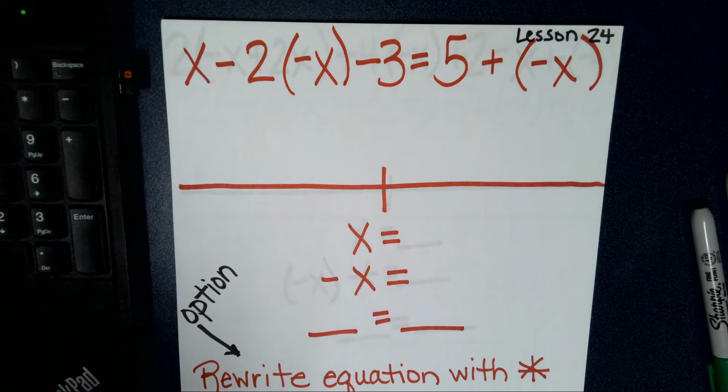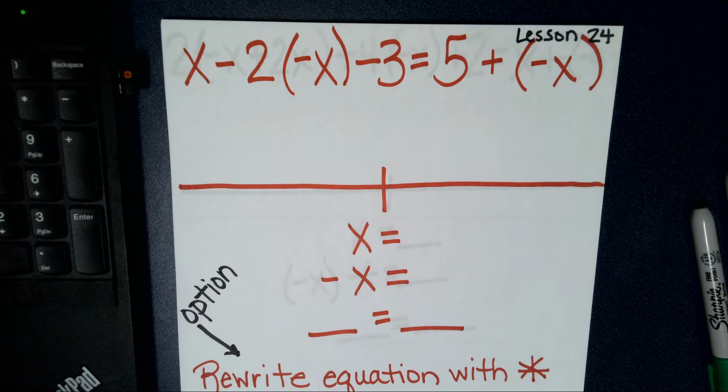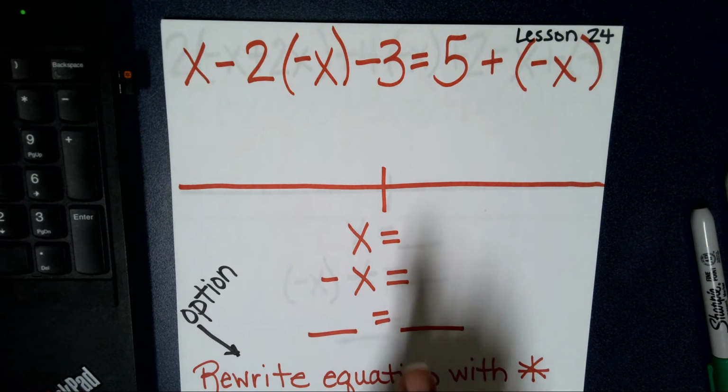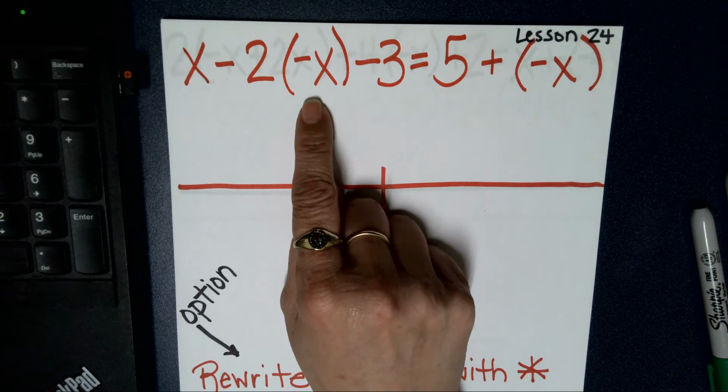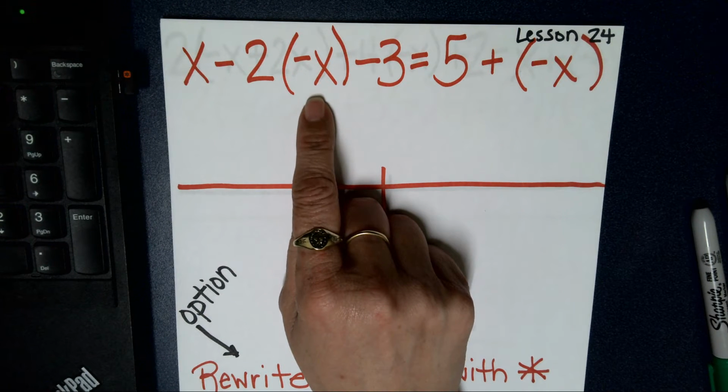We are solving multi-step algebraic equations, and today we're going to modify a little bit what we've been doing. In the last quite a few problems, we have used the star instead of the opposite of x. So today, instead of writing the star there, we're going to have the opposite of x.